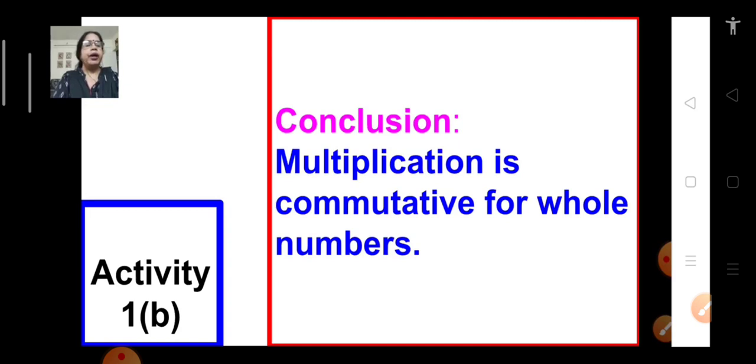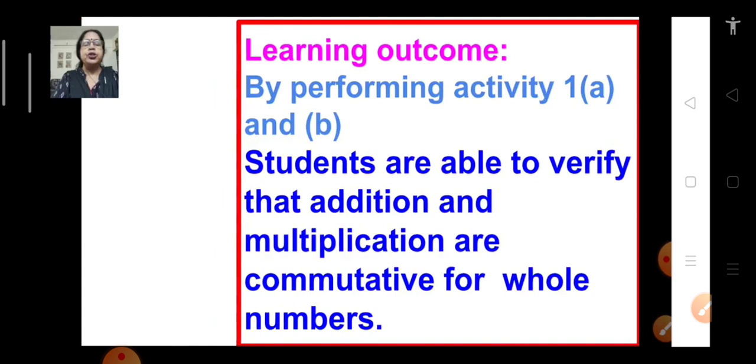So children, by doing this activity, I hope you have understood the commutative property of addition and multiplication of whole numbers in a better way. So what is the learning outcome? You have to write the learning outcome also. By performing activity 1a and b, students are able to verify that addition and multiplication are commutative for whole numbers.